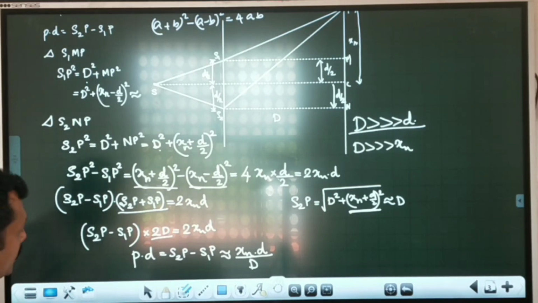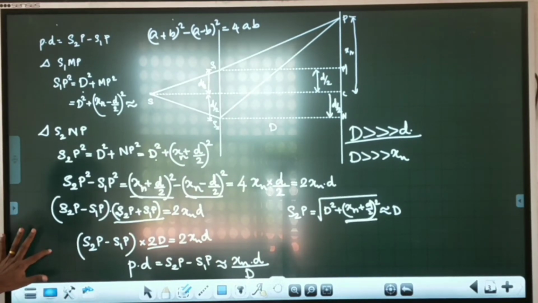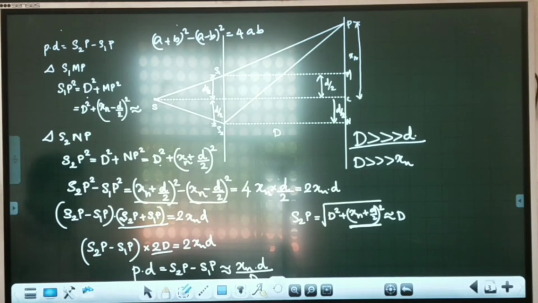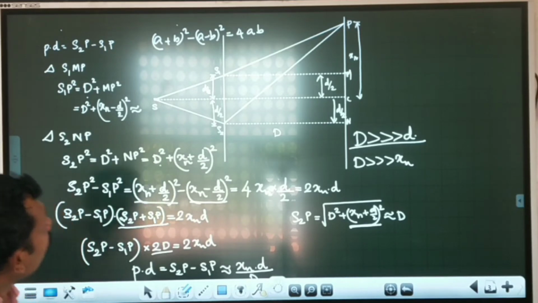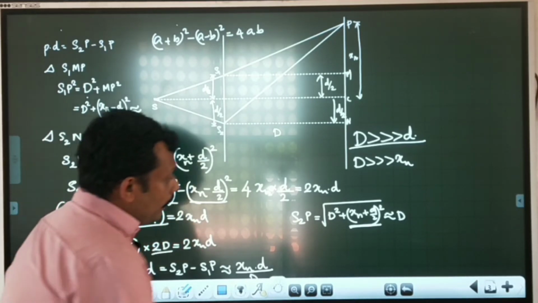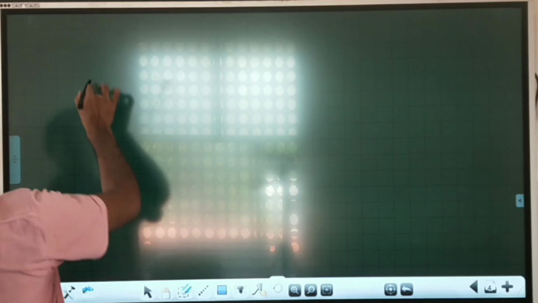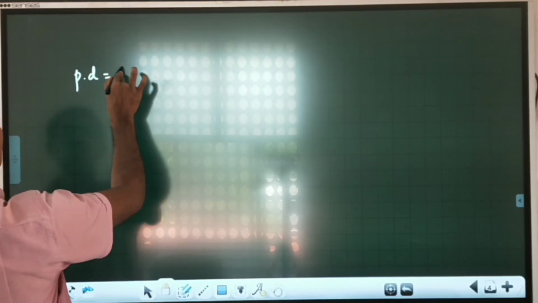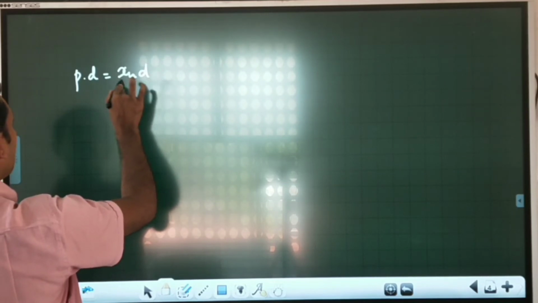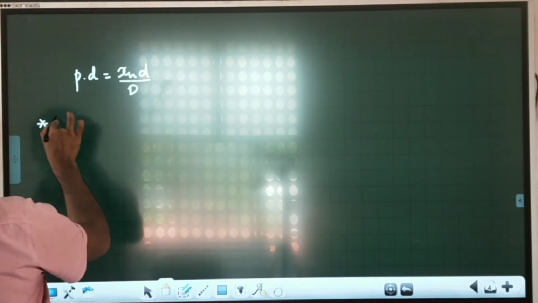So look at this once more if you have any more confusions regarding this. Xn into small d divided by capital D, right? So this is the expression that we are getting for the path difference. Okay. Now I will take my attention to the next part. Now what I got is path difference is equal to xn into small d divided by capital D.